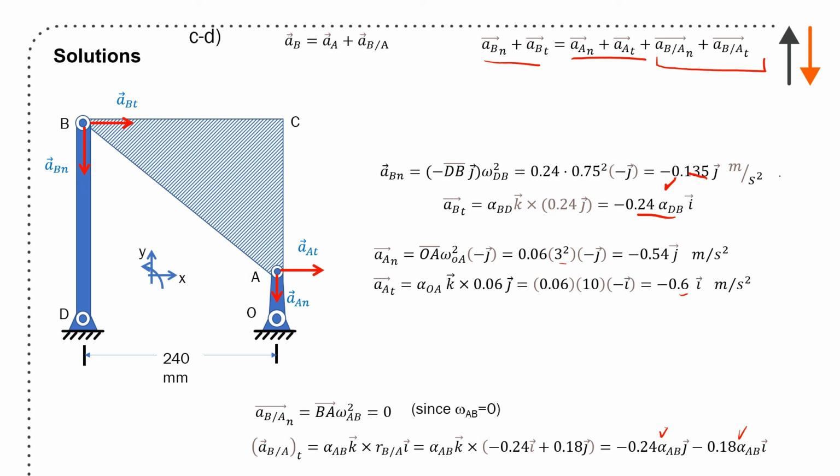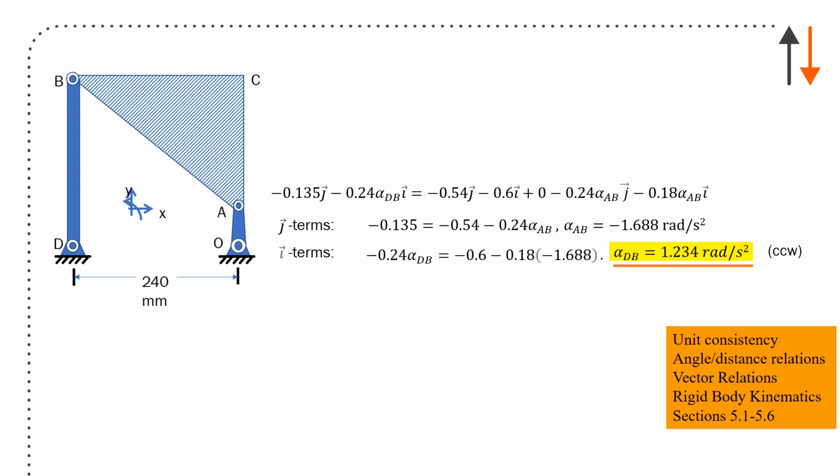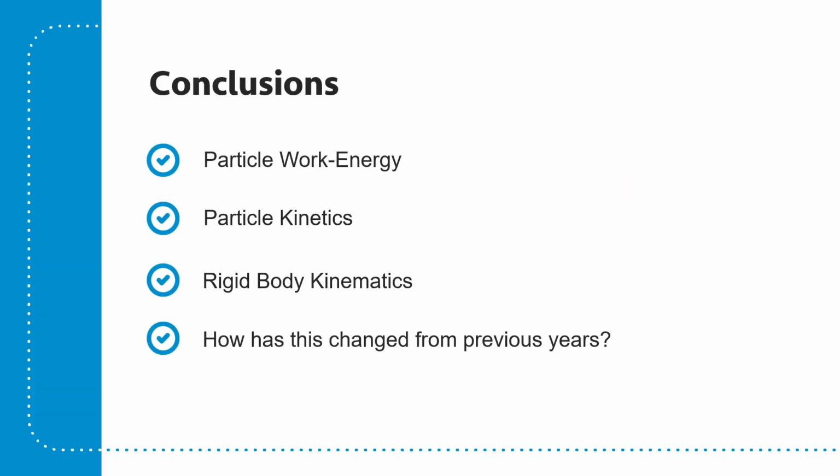Substituting in terms and breaking it up into parts, you then have a solution in terms of alpha_AB and alpha_DB. You calculate that you actually have an acceleration alpha_DB of 1.234 rad per second squared, counterclockwise. I didn't put a sign there, and I didn't put a sign on alpha_AB, which is above right there, because I know that that term is clockwise. Acceleration of B, substituting back, putting in all the terms that I know, ends up being minus 0.3 i minus 0.135 j meters per second squared.